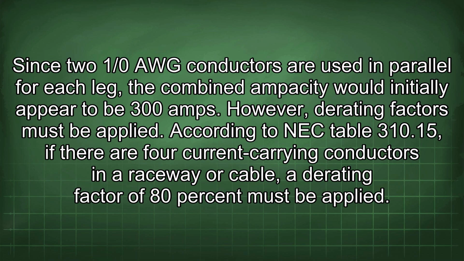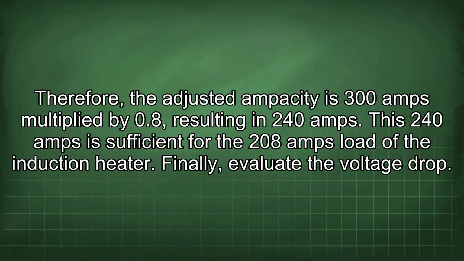According to NEC Table 310.15, if there are 4 current-carrying conductors in a raceway or cable, a derating factor of 80% must be applied. Therefore, the adjusted capacity is 300 amps multiplied by 0.8, resulting in 240 amps. This 240 amps is sufficient for the 208 amps load of the induction heater.